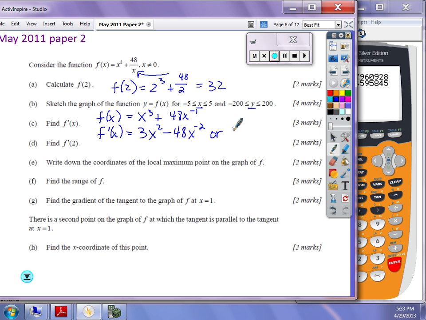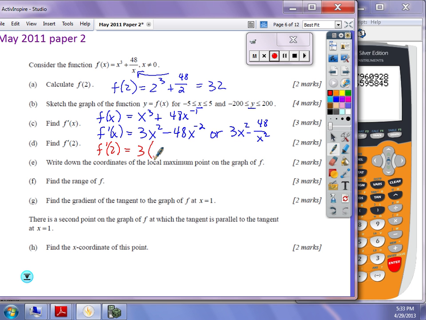So we could also write that as f prime of x is equal to 3x squared minus 48 over x squared. Either of those would be acceptable answers. And in part D, we are asked to evaluate the first derivative. So we're going to find what f prime of 2 is. So we've got 3, and you remember, this is a paper 2 question.